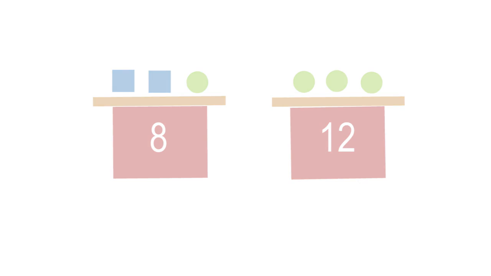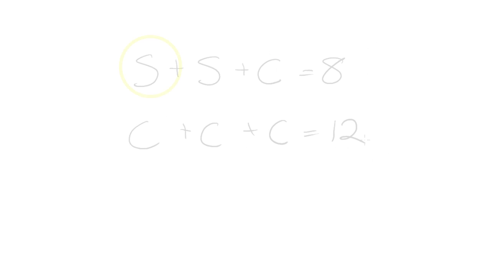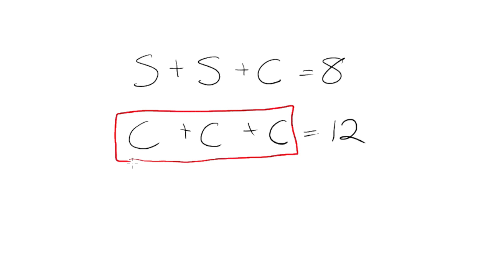We can represent these two scales as equations by drawing the squares and circles like this. We can also represent this with variables. S plus C equals 8, and C plus C plus C equals 12. Using variables makes it easier to spot an entry point to solve this task. We can more easily see the repeated addition in the second equation.